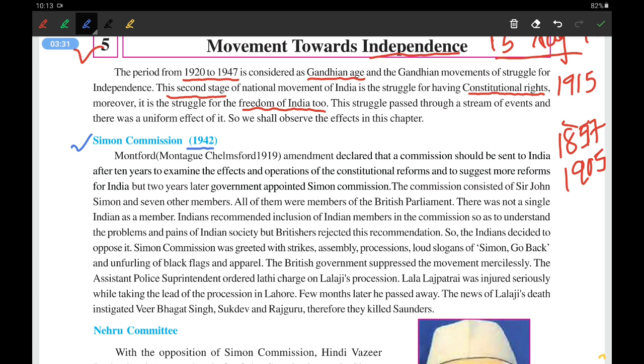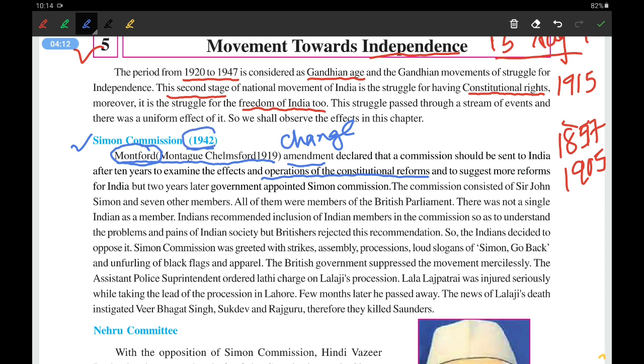Let us check. Montague and Chelmsford, 1909. This was also one of the commissions that came to India. These are two people, Montague and Chelmsford, and from their names the combined name Montford Reforms came. The amendment, meaning change, declared that a commission should be sent to India after 10 years to examine the effect and operations of the constitutional reforms.